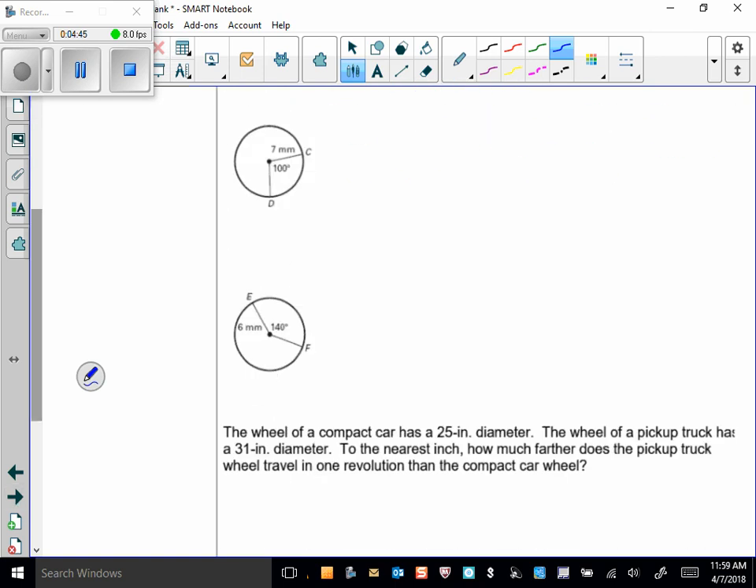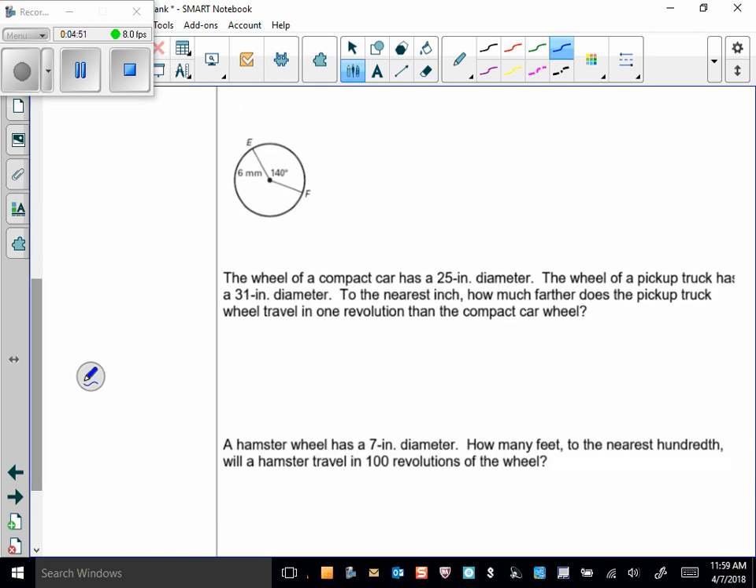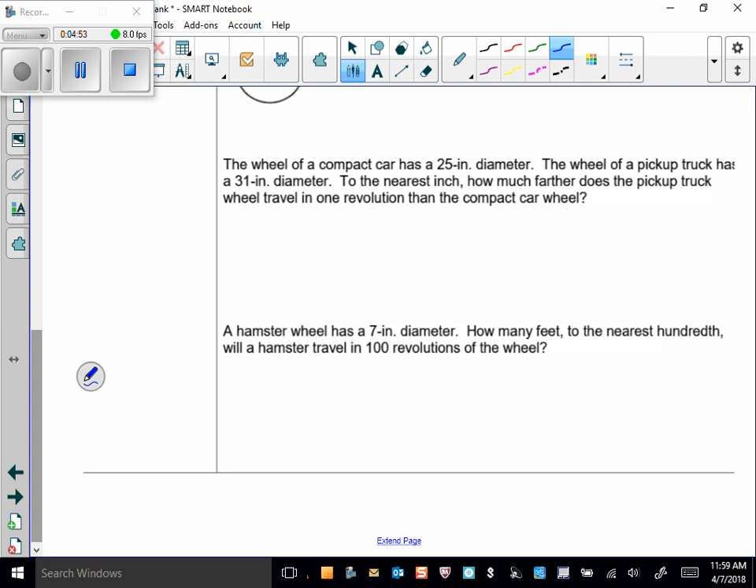Let's see what else we got here. I'll do one of these bottom ones for you because I know you don't like word problems. Let's do this one. The wheel of a compact car has a 25-inch diameter. So here's the compact car, 25-inch diameter. I got a pickup truck. It's got a 31-inch diameter wheel. So to the nearest inch, how much farther does the pickup truck travel in one revolution than the compact car?